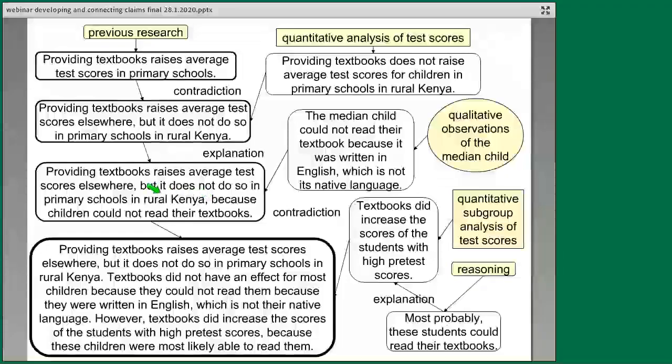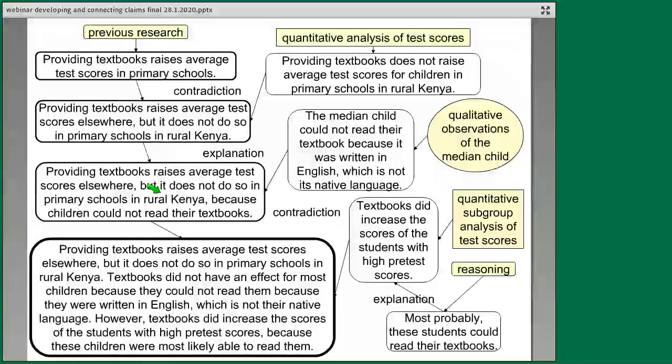So, for example, if we have a look here, after the quantitative analysis of the test scores and the qualitative observations of the median child, the researchers' conclusion is providing textbooks raises average test scores elsewhere, but it does not do so in primary schools in rural Kenya because children could not read their textbooks. That would have been a meta-inference.